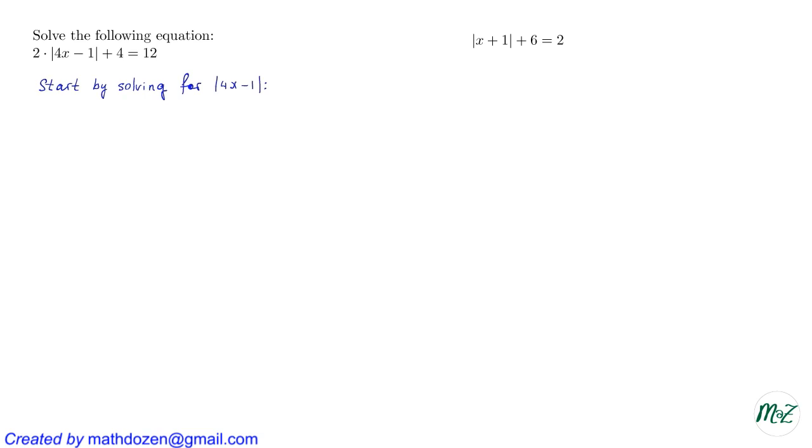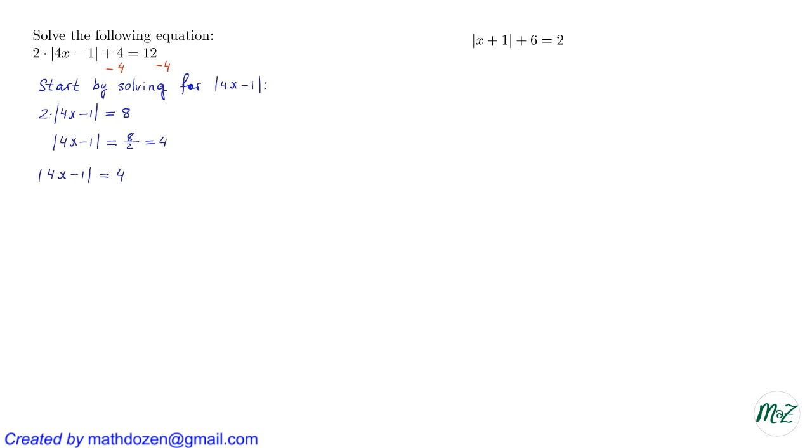So to do that, we're going to start by subtracting 4 from both sides. So we end up with 2 times absolute value of 4x minus 1 being equal to 8. And then we're going to divide both sides by 2. And we have that absolute value of 4x minus 1 is equal to 4.